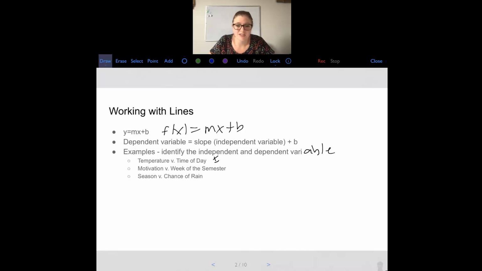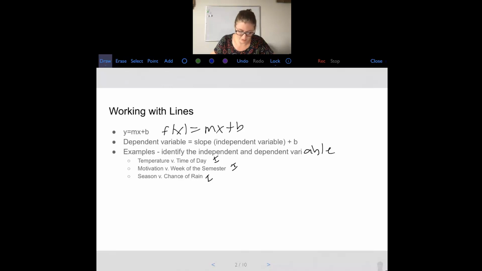Does our motivation depend on the week of the semester or week of the semester depend on motivation? Motivation depends on the week of the semester. Does the season depend on the chance of rain or chance of rain depend on the season? The chance of rain depends on the season.